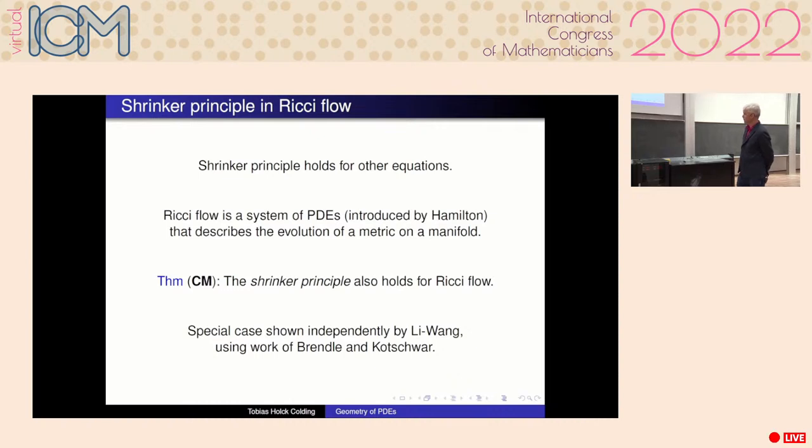And so what we proved is that the shrinker principle also holds for Ricci flow. So also for Ricci flow, you get that the most important singularities are rigid, strongly rigid, so that you can recognize the entire space from just knowing a compact piece of it. Okay. And so a special case of this was also proven independently by Li and Wang using a result of Brendle and Kocher.